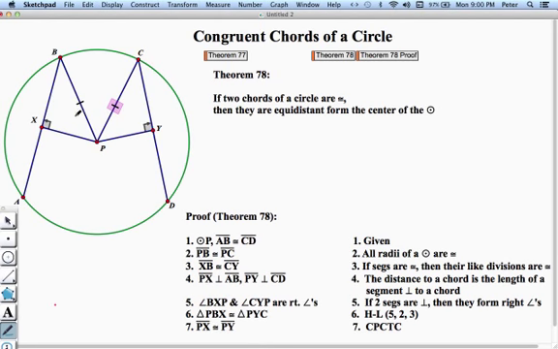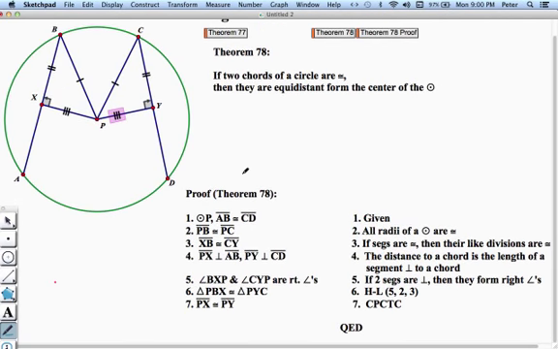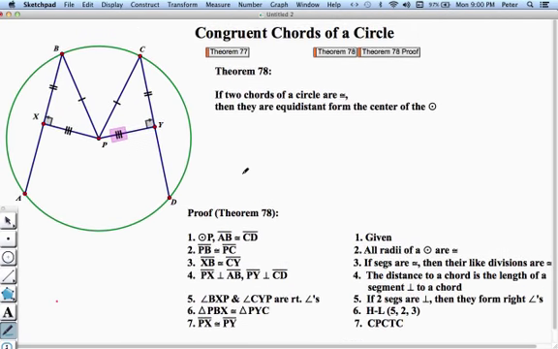So it's pretty clear to see that since these chords are congruent, half the chords will be congruent by like divisions, and so triangle XBP will be congruent to triangle YCP by HL. Therefore, by CPCTC, PX is going to be congruent to PY. And that's what we had to prove. So QED.